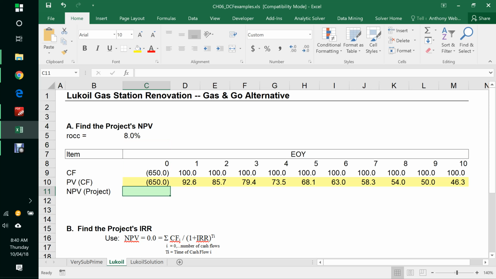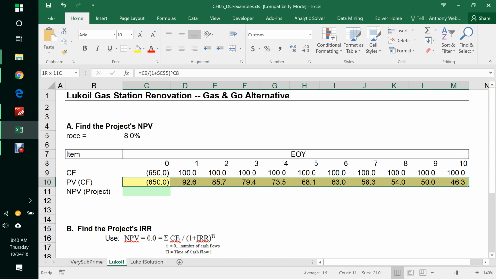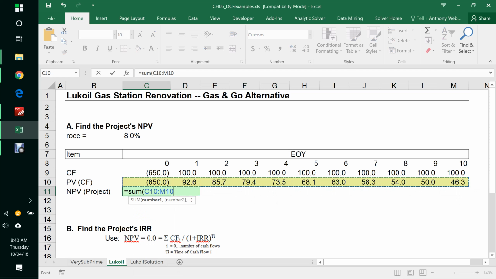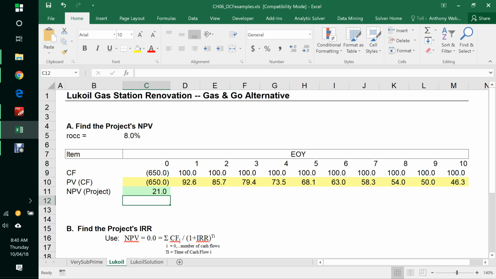And what's going to be our rule? If we add up all the apples-to-apples cash flows for one player, Lukoil in this case, if they're greater than 0, then we want to go ahead with the project. If they're less than or equal to 0, we don't. So let's see what we got here. I'm just going to sum them up and put that sum in the NPV cell here. And I get 21. That's clearly greater than 0. 21 is greater than 0. And so we say, therefore, they should go for it.